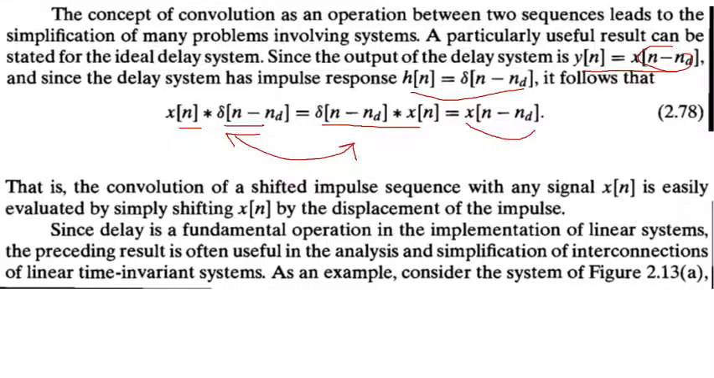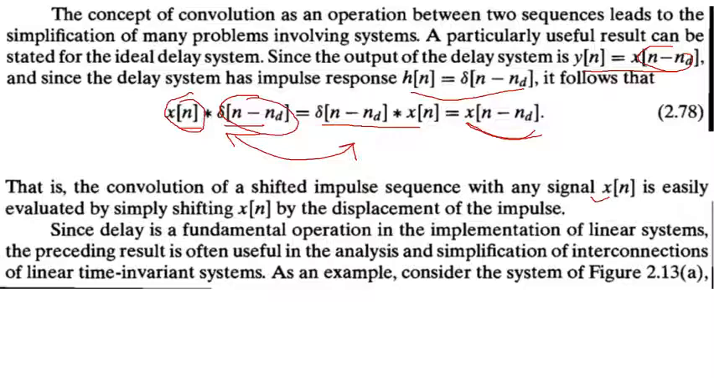The convolution of a shifted impulse sequence with any x of n is easily evaluated by simply shifting x of n by the displacement. So whatever the signal here is, x of n, if you convolve this with a shifted impulse, the input will be shifted by that number. This is only applicable with an LTI system.